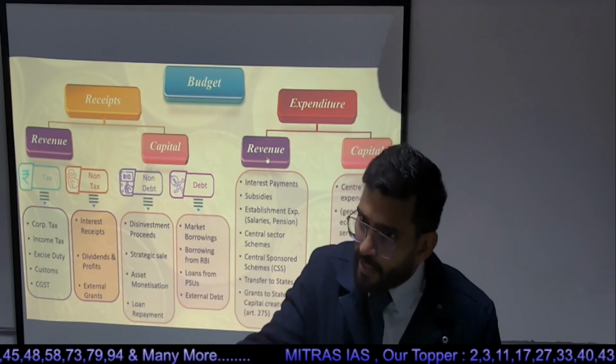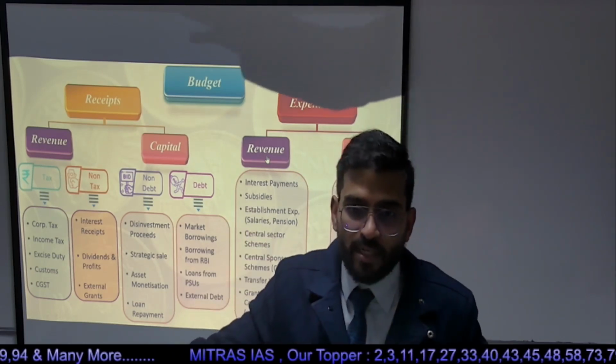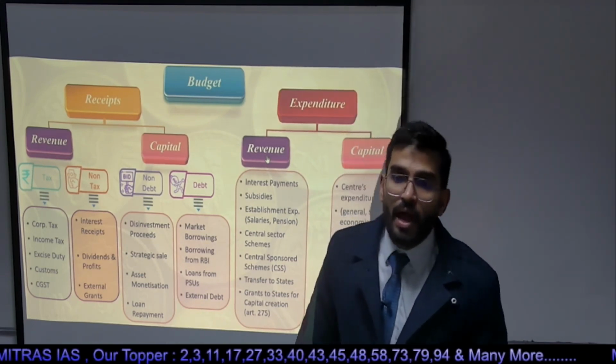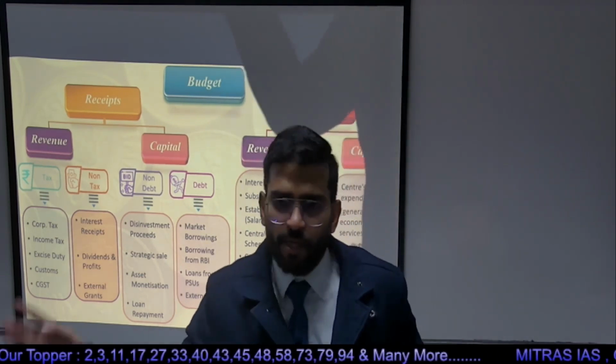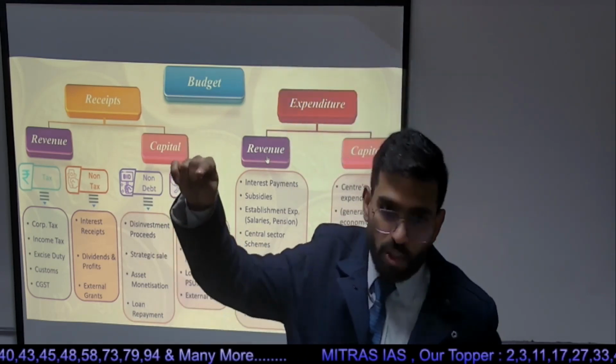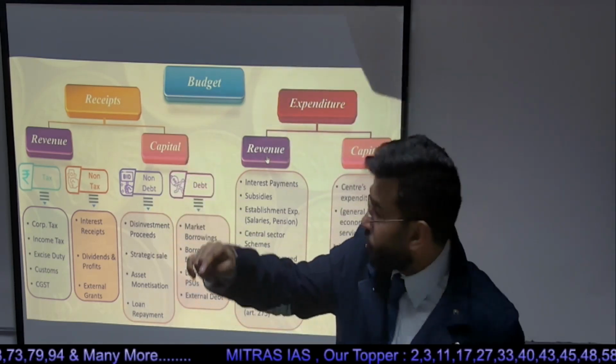So if the center is paying 100% of the money on a scheme, it becomes a central sector scheme. No share of the state. And with a state scheme, the states will pay it. It will not come in this budget. Which budget will it come to? The state budget. It will become a part of the state budget.